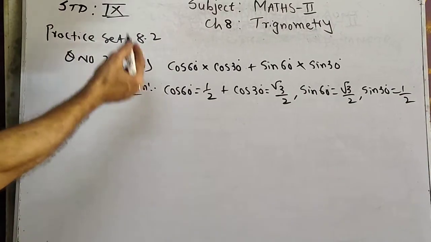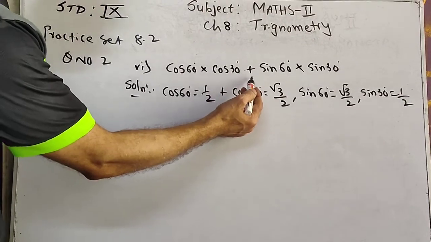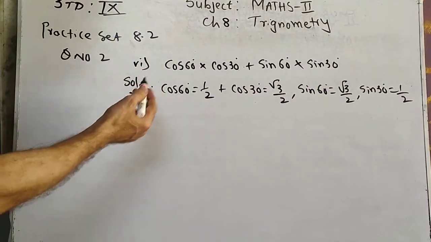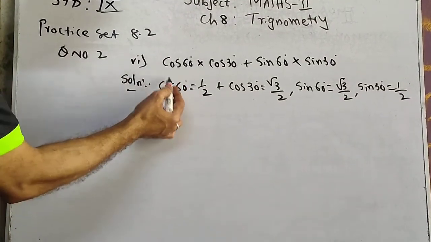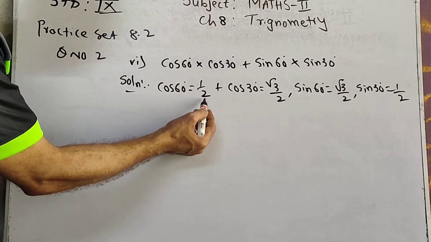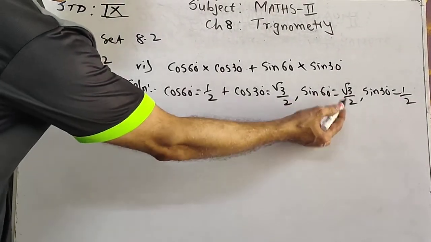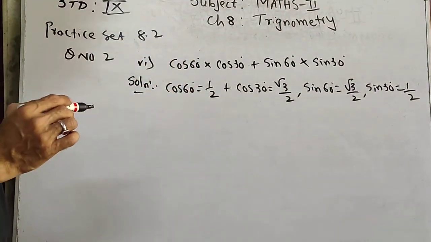Come to now sum number 6. Cos 60 degree into cos 30 degree plus sin 60 degree into sin 30 degree. You will feel the sum is very hard, but the sum is not hard. Cos 60 value is 1 upon 2 from the table. Cos 30 is root 3 upon 2, sin 60 is root 3 upon 2 and sin 30 is 1 upon 2. These all values you will get from the table.